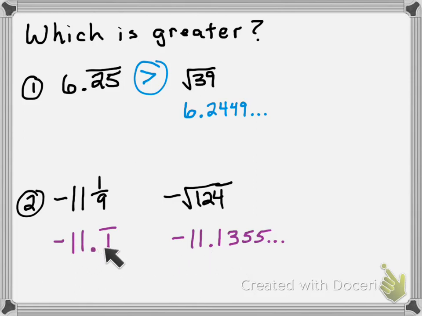Well, 11.11 and 11.13. This one's a bigger number, right? Except these are negative. If a number is more negative, that actually makes it less than the other number. So negative 11.11 is greater than negative 11.13 because it's a smaller negative number. So therefore, negative 11 1/9 is greater than negative square root of 124.